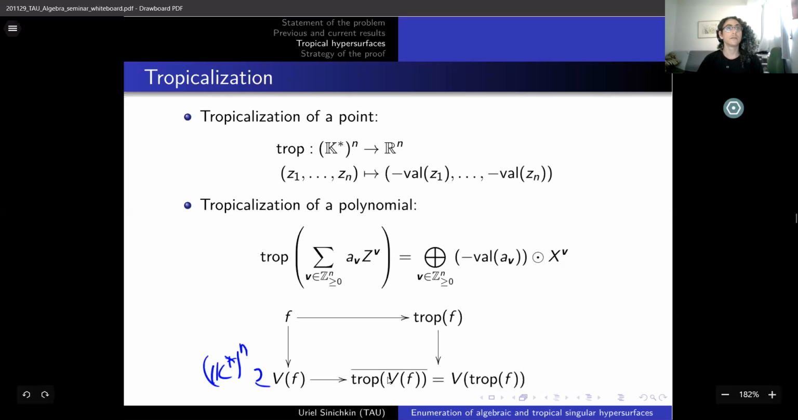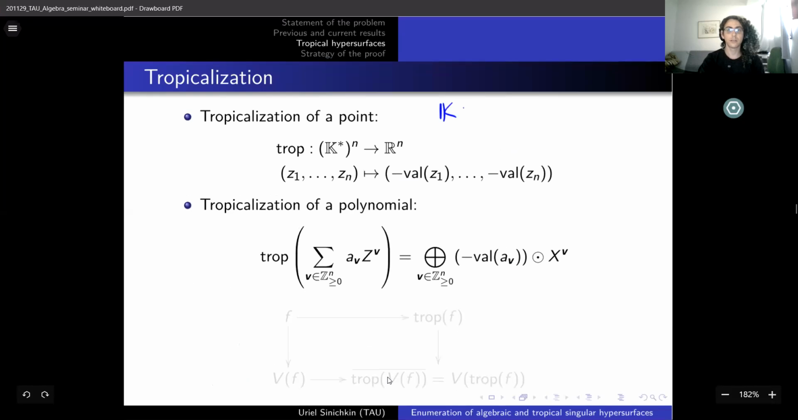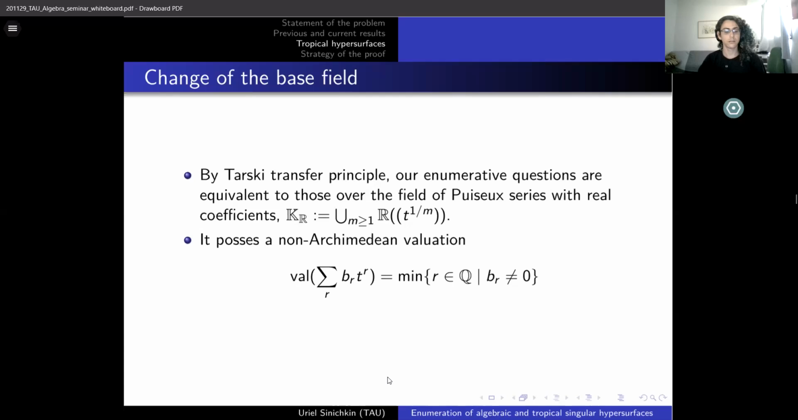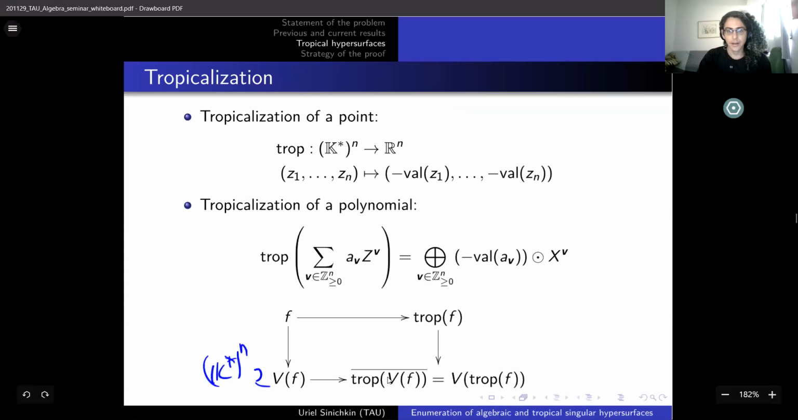Uriel, can you go back to the definition of K_R? Yes. I'm a bit confused. Okay, now it's okay. Uriel, just a small question. The closure is Zariski closure? No, Euclidean. It sits in R^n. Yes, because everything is polyhedral complexes, so we can use Euclidean geometry here quite well.